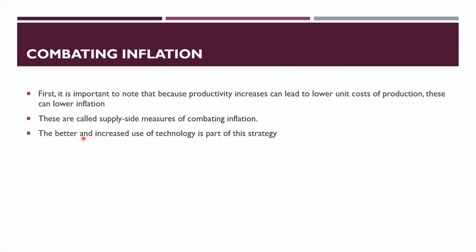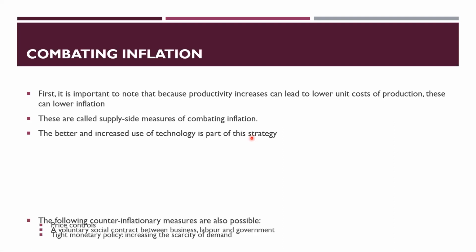So the better and increased use of technology is also part of this strategy. Another way again of increasing productivity or of combating inflation is to have increased use of technology. When you're having a lot of technology, it can increase the productivity per worker, because now there are new, improved ways of producing output, which can also increase supply, which can also lower production costs, which would result in lower prices in the economy.